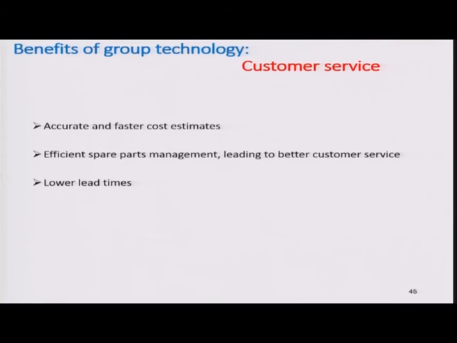Customer service: accurate and faster cost estimates. You can estimate the cost of your product very efficiently, because you have planned everything for it. You have a well-stabilized process layout, so you know the lead time, how many workers will be required, and each machine's efficiency and production rate. Including all those factors, you can estimate your cost in a better way. Efficient spare part management leads to better customer service and lower lead times. These are the benefits of group technology.